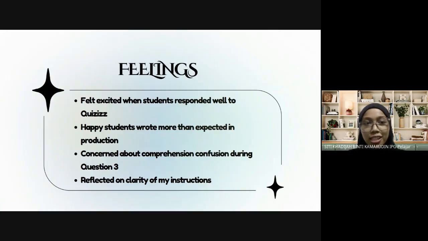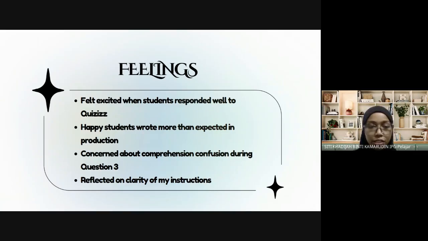So the first stage of Gibbs cycle was description, and then the feelings. So what did I write for the feelings stage? Because as we all know, Gibbs has 4 stages. So I felt excited when students showed interest in the quiz game and proud when they exceeded expectations in the writing task. So this is the kind of feelings that I wrote in my reflection.